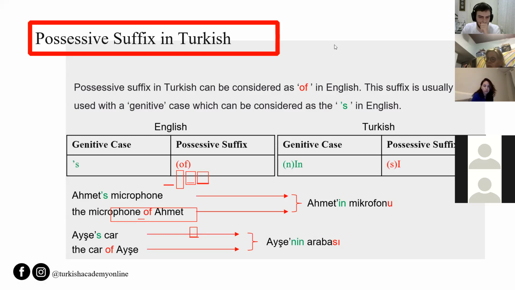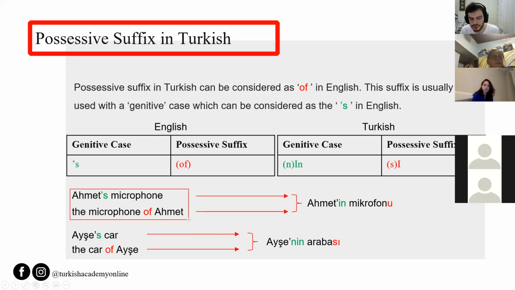So this is the example that I just gave earlier. In English, you can make a possession sentence in two formulations. Of course, this one is more common, but I think the other one is also acceptable or possible. You can either say Ahmet's microphone, or you can say the microphone of Ahmet. So with two different things, you can actually talk about this thing. This is Ahmet's microphone, or the microphone of Ahmet.